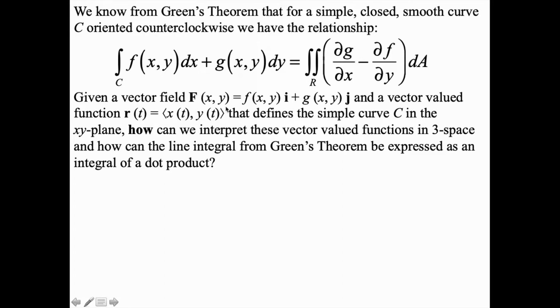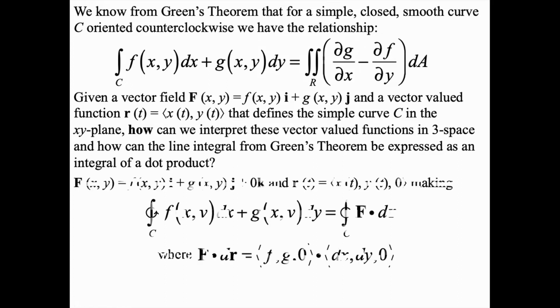Well, remember, any vector in 2 space can be expressed as a vector in 3 space simply by making that extra component equal to 0. So big F of x, y can be expressed as it was before, little f of x, y i plus little g of x, y j plus just add another component, 0k. Similarly, with little r of t, we have the components x and y, and we have a 0k component.